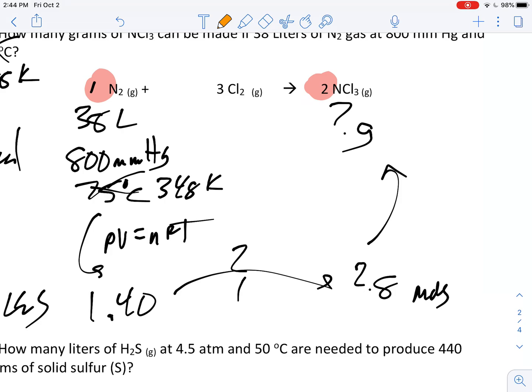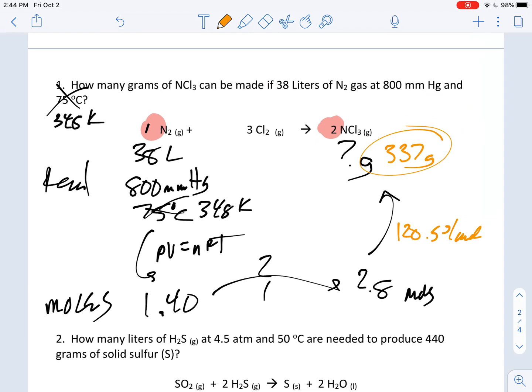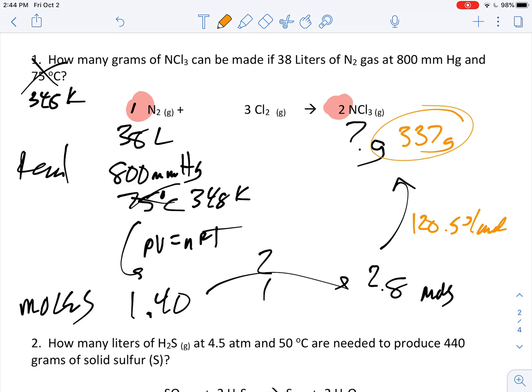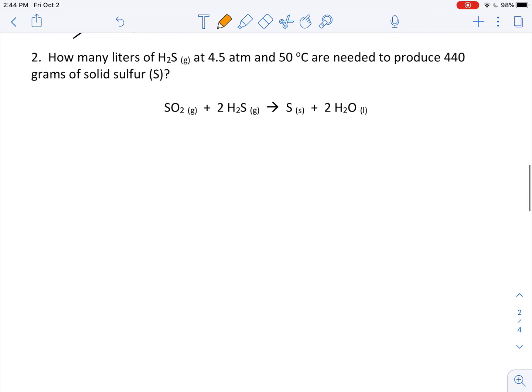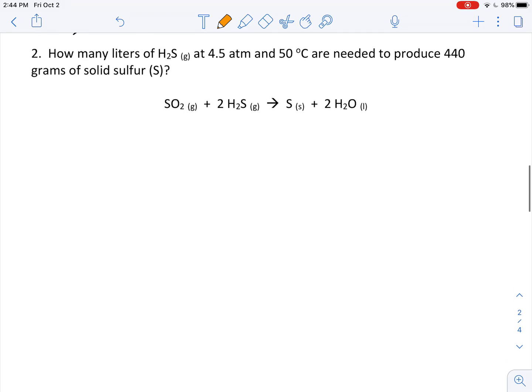Nitrogen trichloride weighs about 120.5 grams per mole. And so now when you want to get out of it here, you just multiply those guys together and you end up with about 337 grams or so of that. So this is just using the idea of the gas laws for one or more of your mole map moves, so to speak.